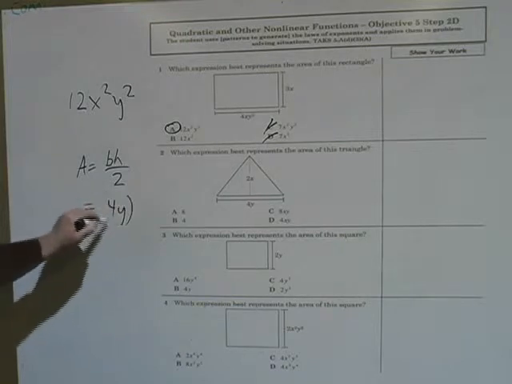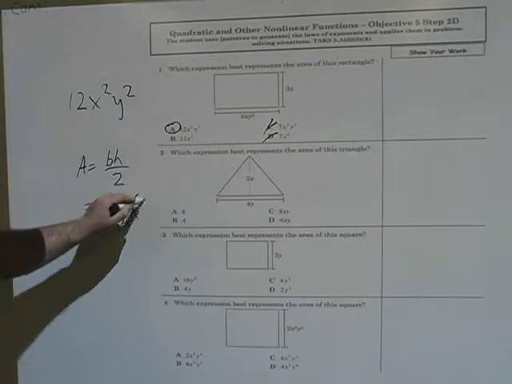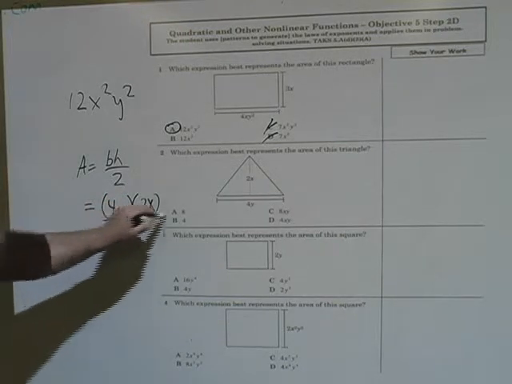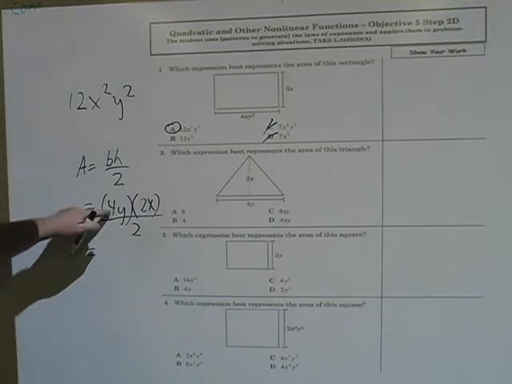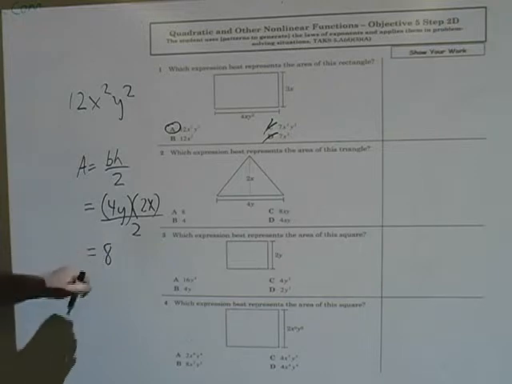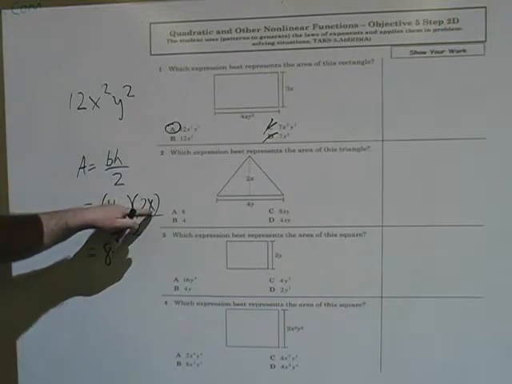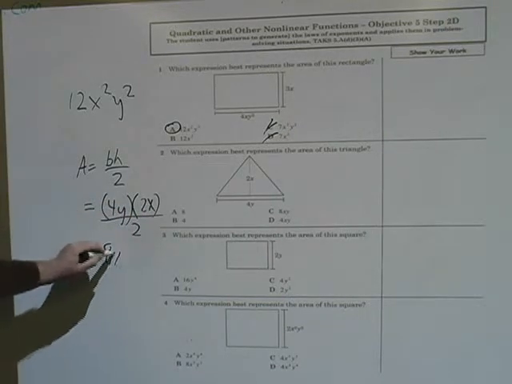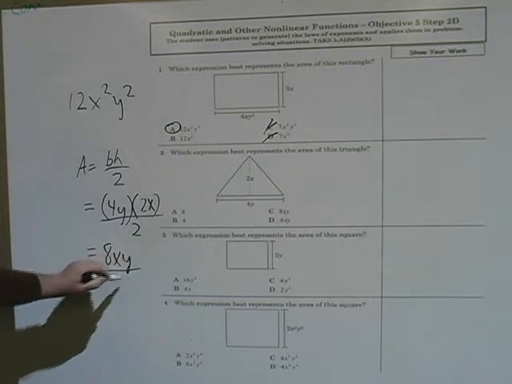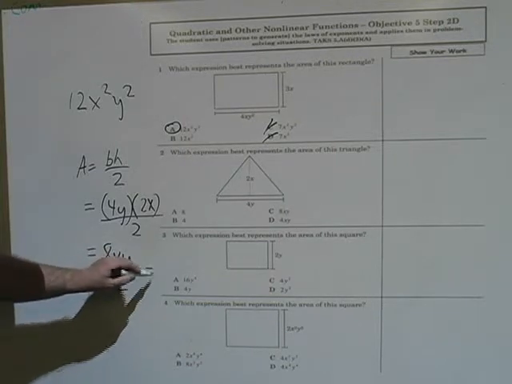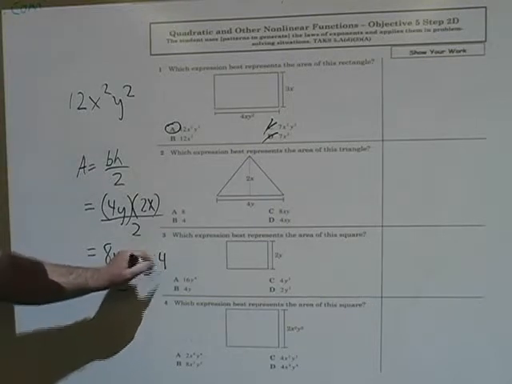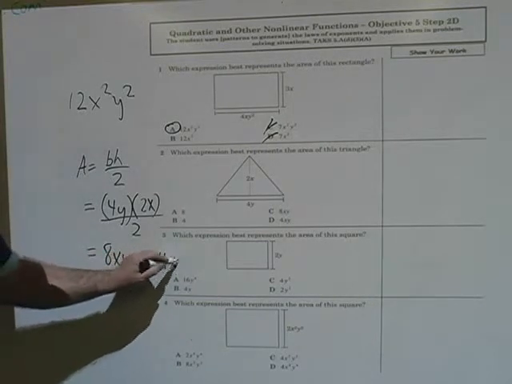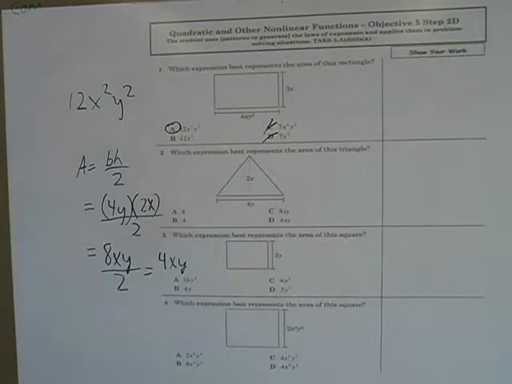4y times 2x over 2. 4 times 2 is 8. We got 8xy over 2. 8 divided by 2 is just 4, and then xy. 4xy. And that's up here.